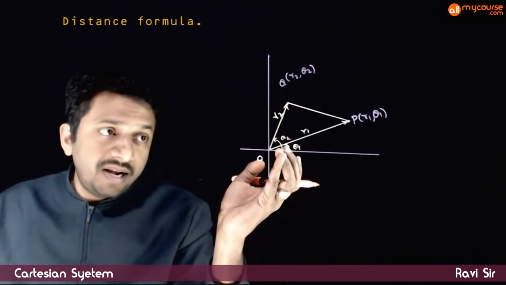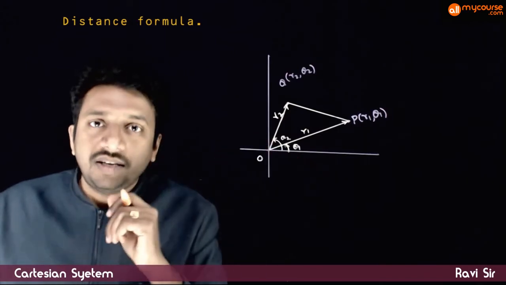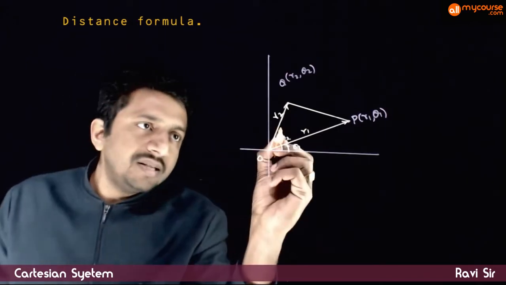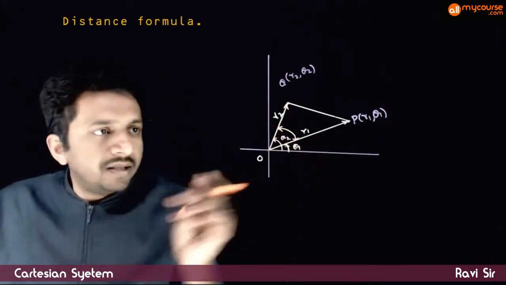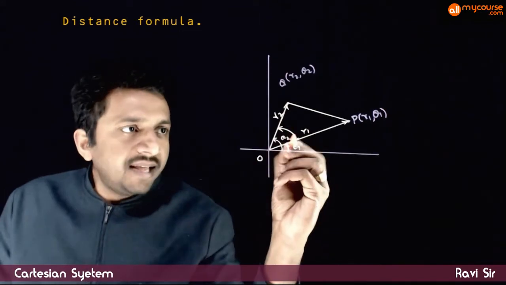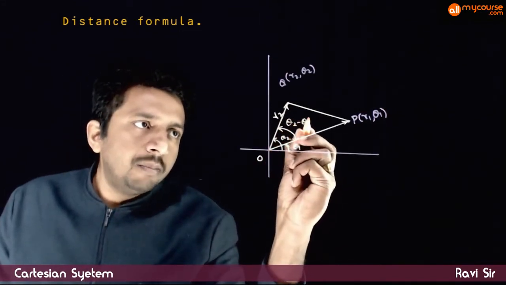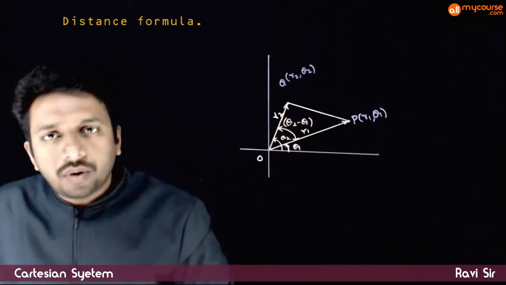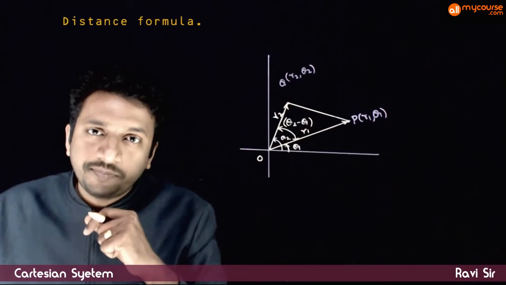The angle made from x-axis up to this ray is theta 2. Now what is the angle between these two rays? So this small angle is theta 1, this complete angle is theta 2. So the angle between these two rays is obviously theta 2 minus theta 1.